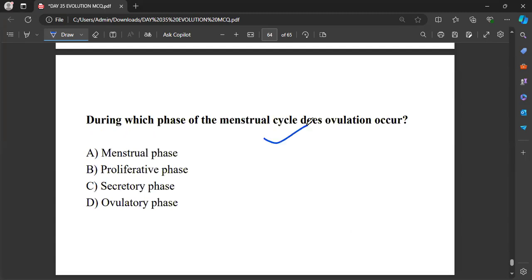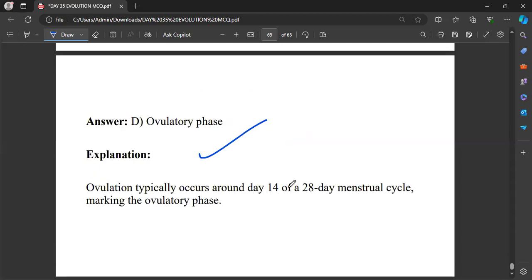Now, in which phase of the menstrual cycle does the process of ovulation occur? In the ovulatory phase, no doubt in that. Okay, that's all about that.